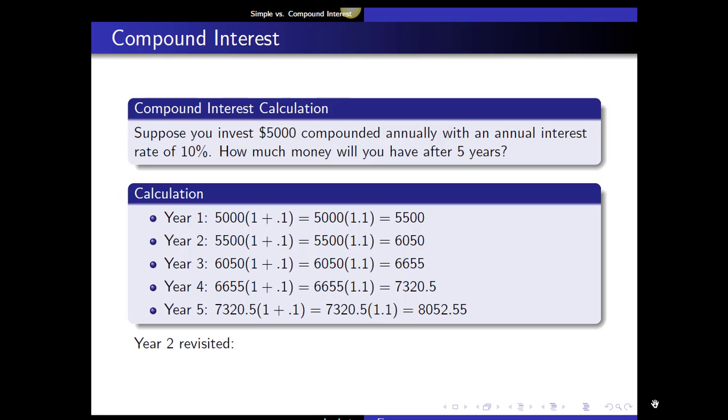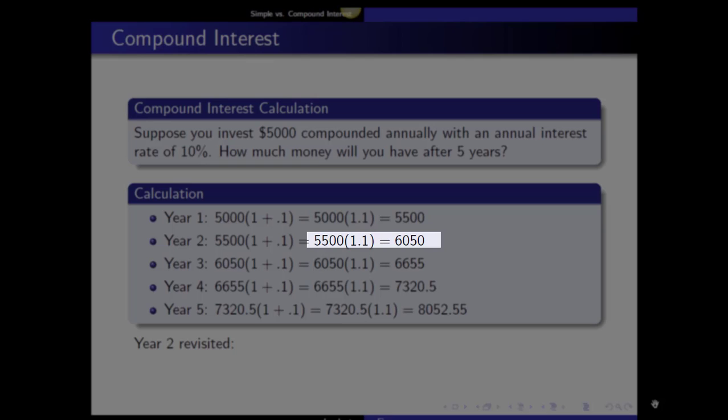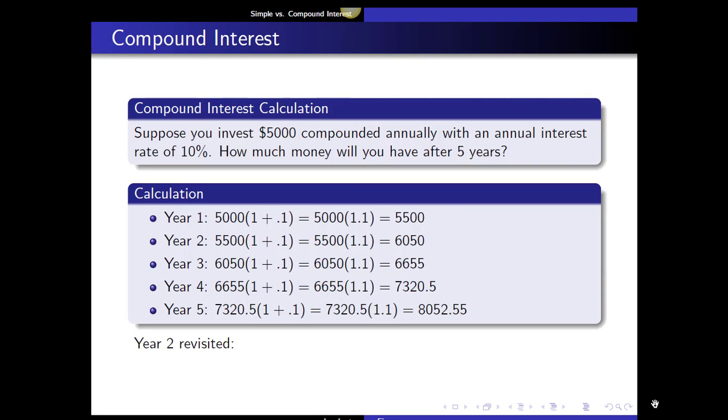But as we did before, we want to find a quicker method for finding our answer. When we revisit year 2, notice we have 6,050, but another way to write 6,050 is 5,500 times 1.1, and another way to write 5,500 is 5,000 times 1.1. Putting all this together, you get 5,000 times 1.1, and then we still have that extra 1.1 multiplied by that. But you have 1.1 times 1.1. If you multiply those two together, another way to write that is 5,000 times 1.1 squared.